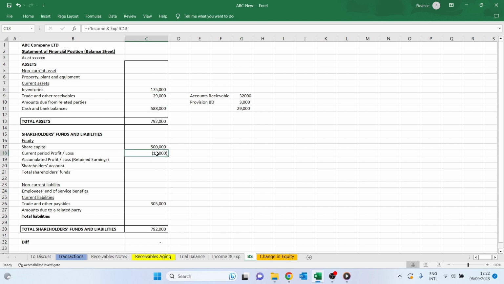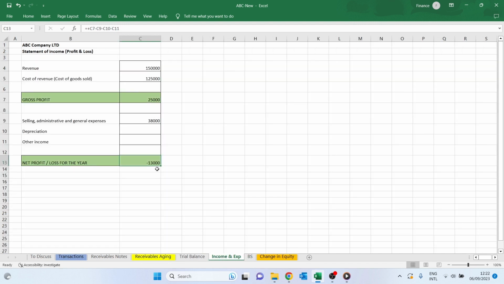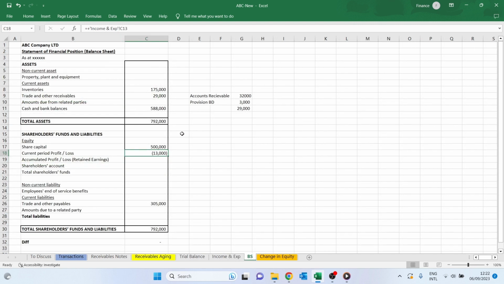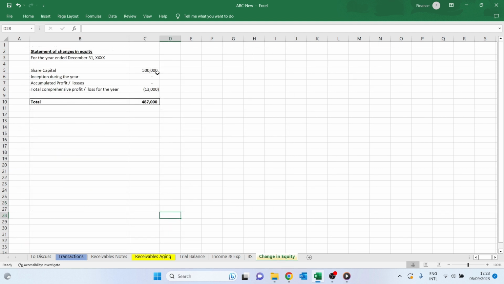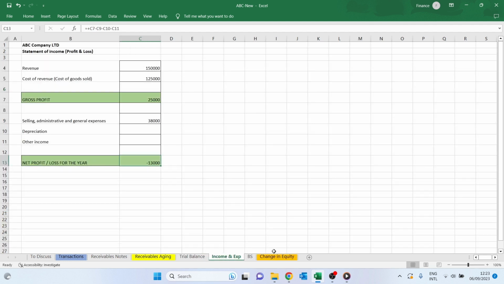Yeah, our current year loss is 13,000. It's taken from the income and expenses. So it is 13,000 loss, and our cash and bank balance is 588. Total net of accounts receivable 29, and inventory is 175. Yeah, and we have the payables of 305, and in changes in equity, only capital and the current year loss, 13,000. Yeah, which is here.